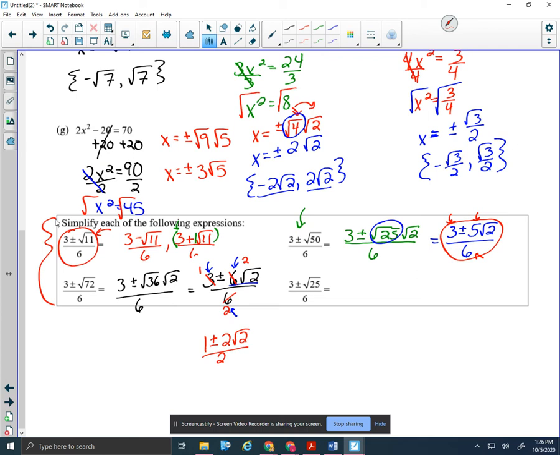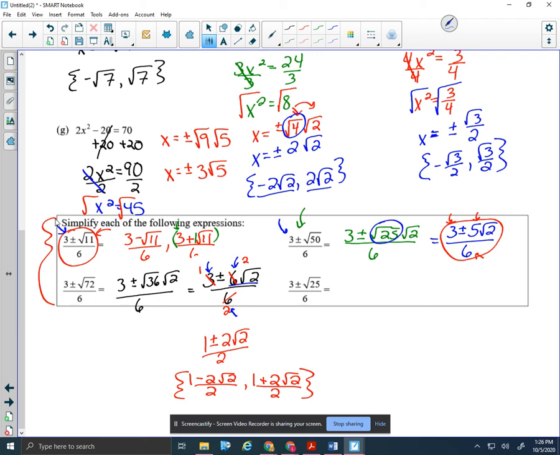If I was going to write that as separate answers, I would write 1 minus 2 radical 2 over 2 and 1 plus 2 radical 2 over 2. And I'm kind of splitting these up randomly. Sometimes I do, sometimes I don't, just to show you that they're both correct. Sometimes we write it different ways. So far, no simplifying, okay?